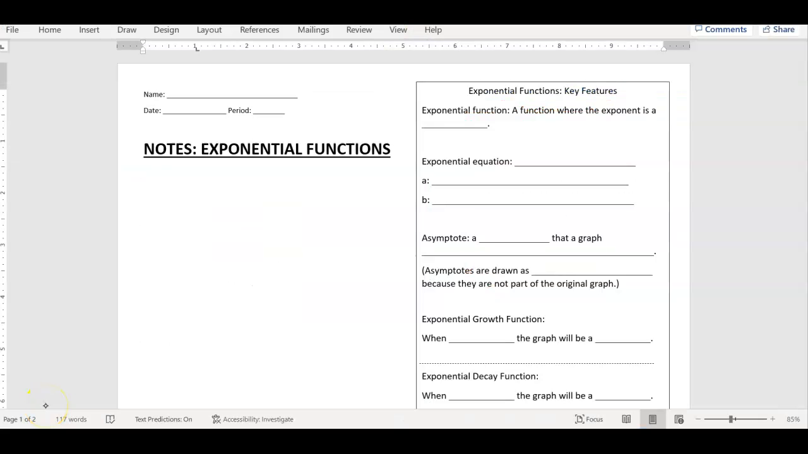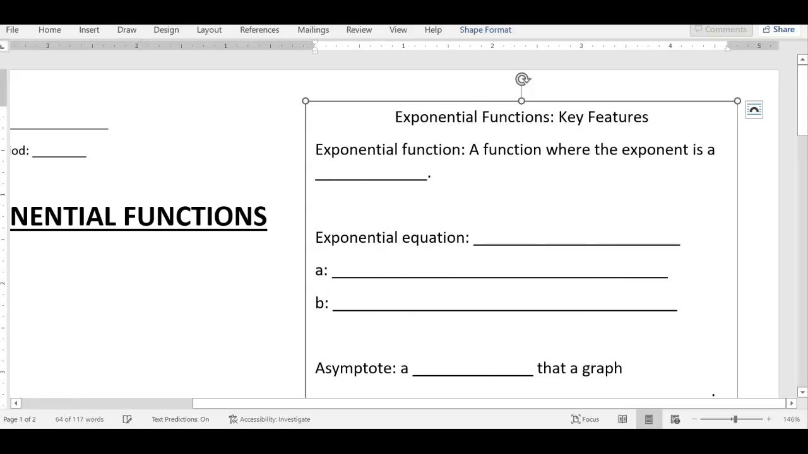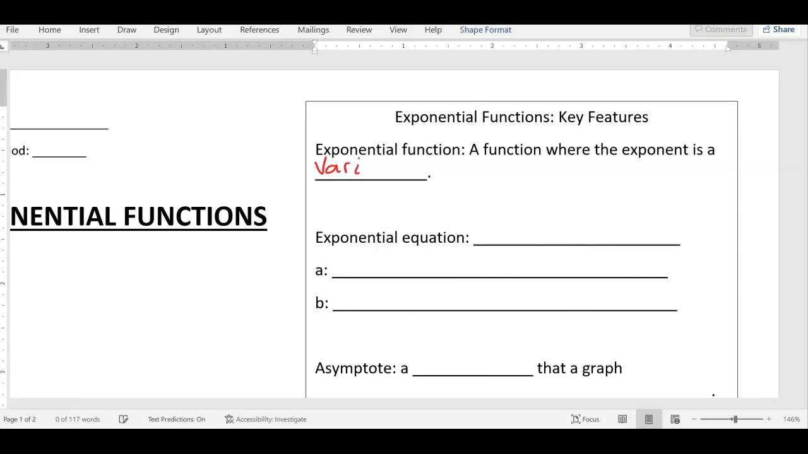Okay, so everyone's got this sheet. Now, you could fold it to make it look like a book, but you don't have to. I think when you fold it, it's easier to lose, so you can just leave it like this if you want. It's up to you. But let's talk about exponential functions. So, you already know some of this. An exponential function is a function where the exponent is a variable. Or x. So again, x is in the exponent of an exponential function, right?